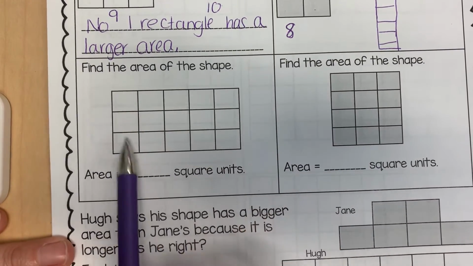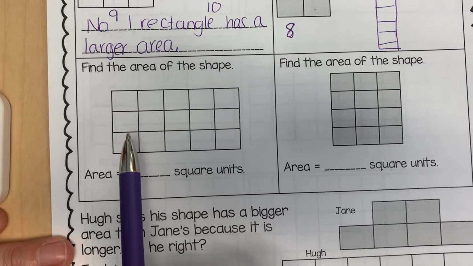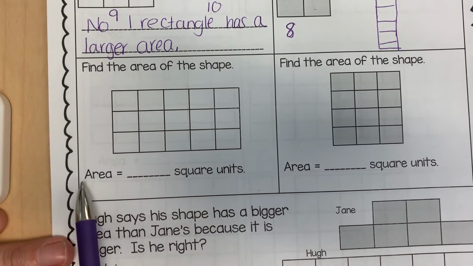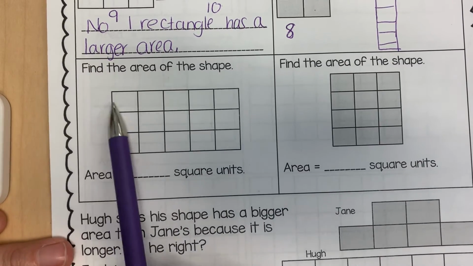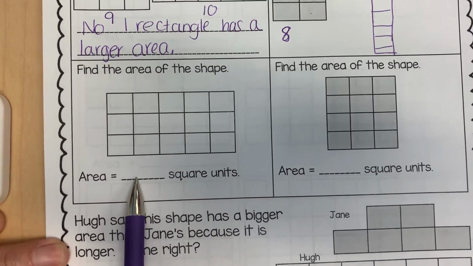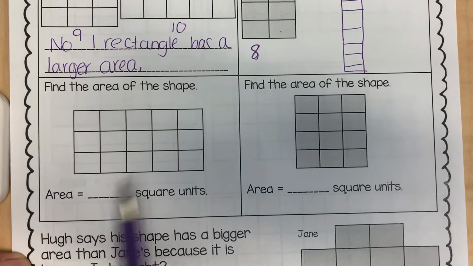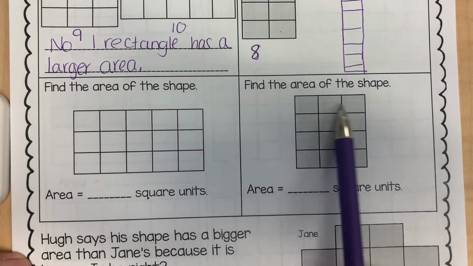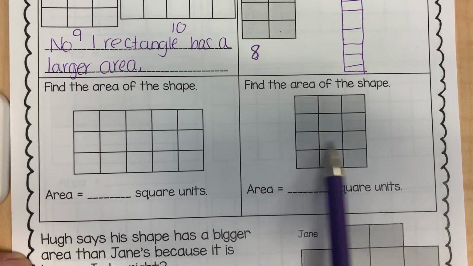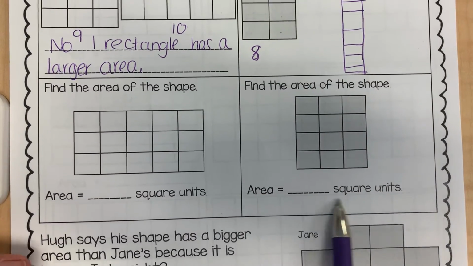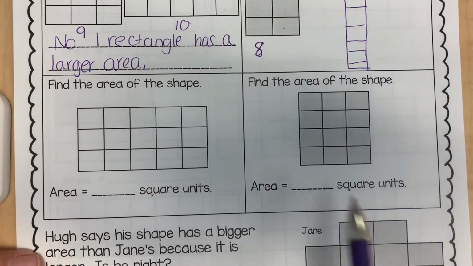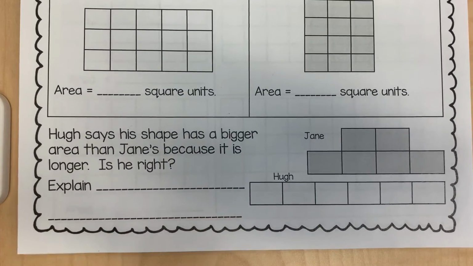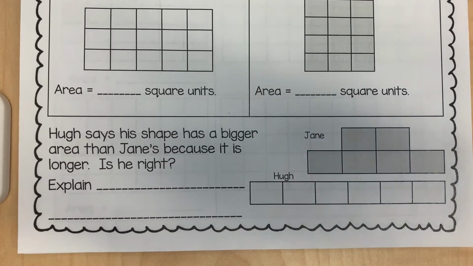All right. So this says find the area of the shape. So we're going to count the units. So go ahead and count the units and see how many total units we have. I'm not going to tell you the answer here. Count the total number of squares and how many square units it is. Same thing here. Area equals how many square units. So here we're going to count these up, and you're going to write the answer there. So I'm going to come down here to the last problem. You got to do those. I'm not going to fill them in, but you need to answer those.